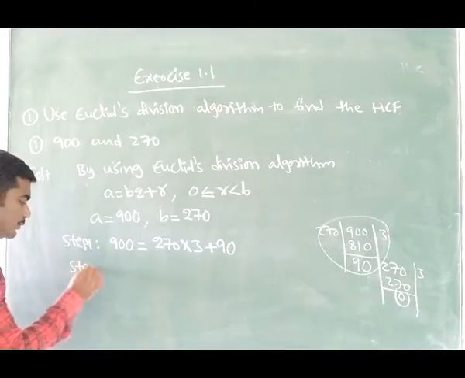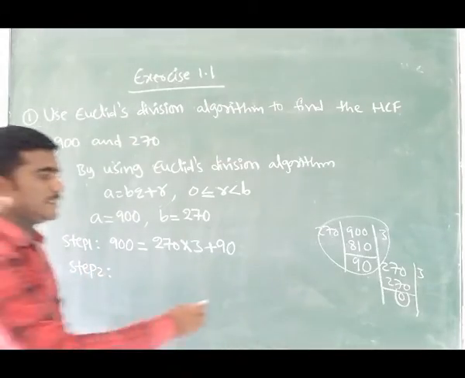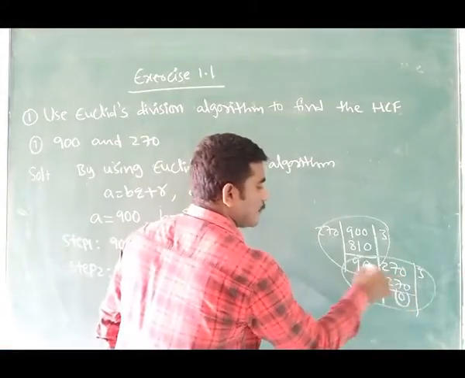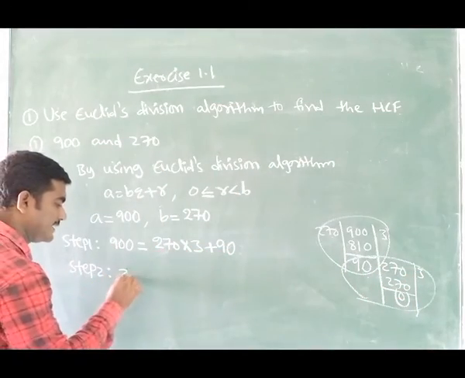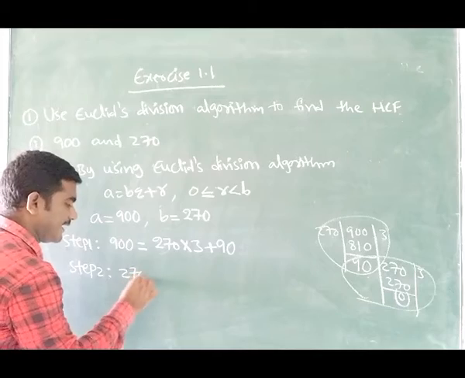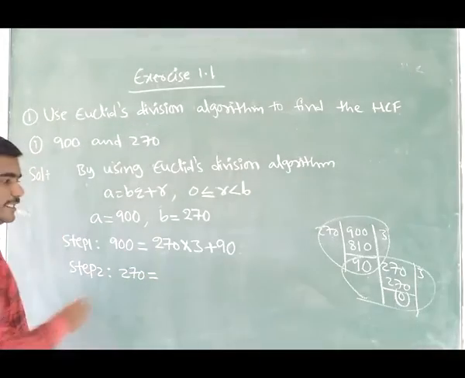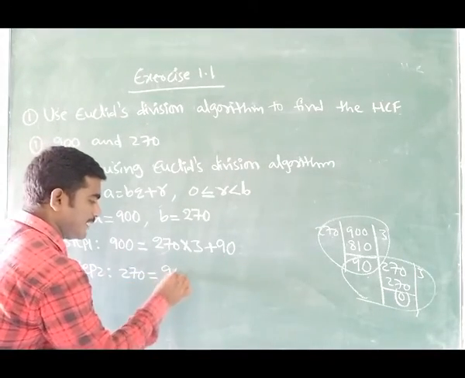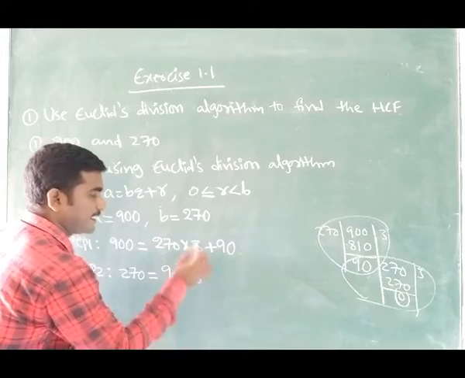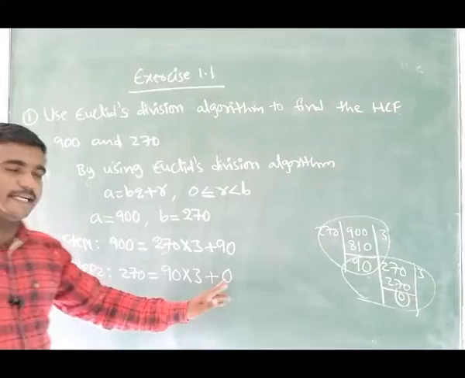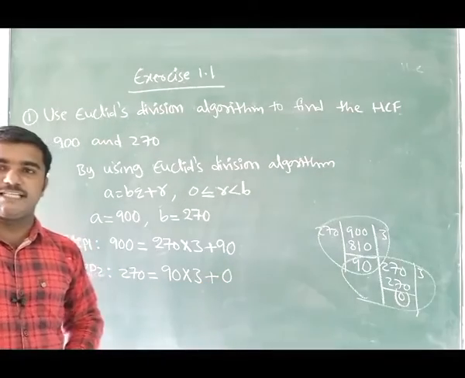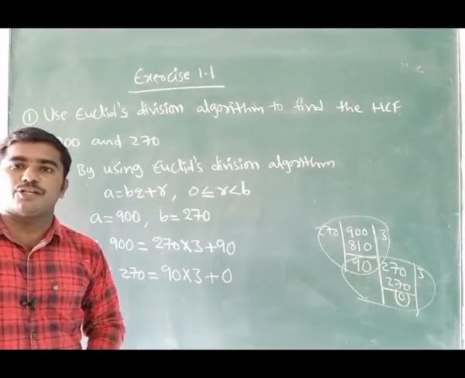Next, step 2. In step 2, 270 is equal to 90 into 3 plus 0. Here you take the previous divisor as the new dividend and the remainder as the new divisor: 90 into 3 is 270, plus remainder 0. When the remainder is 0, we have to stop the division. Here the remainder is 0, so we stop.